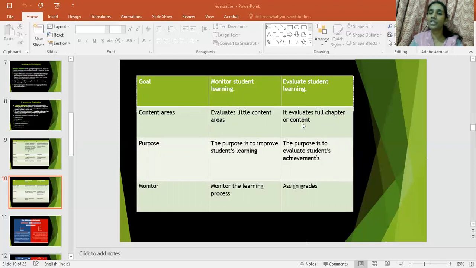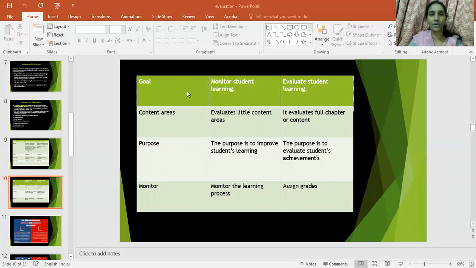And summative evaluation evaluates the full chapter or content. In summative evaluation, we ask questions from the whole paper. I'm not talking about one unit or chapter. All the chapters in your particular paper will come for the exam. That is, the full paper will come for summative evaluation.